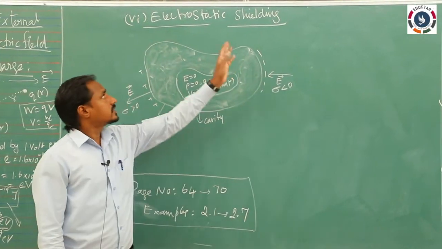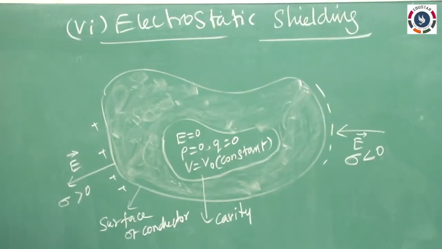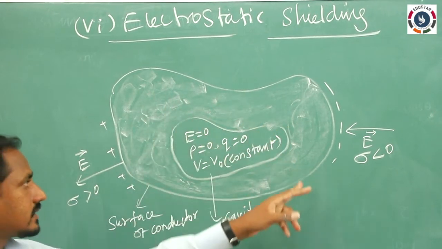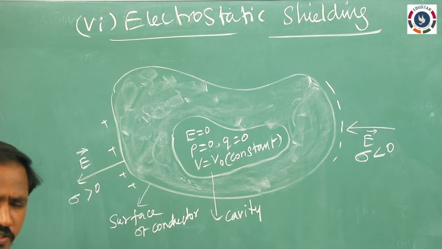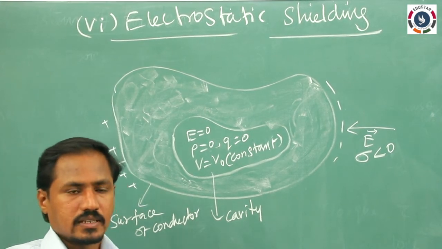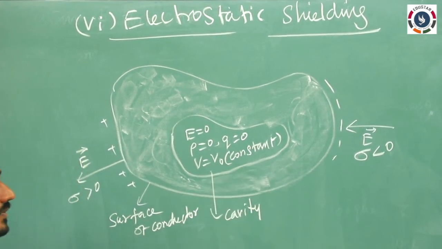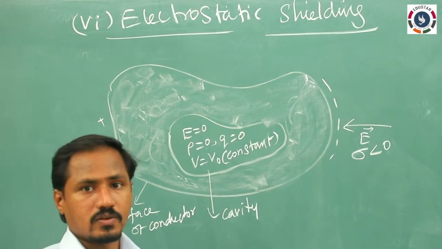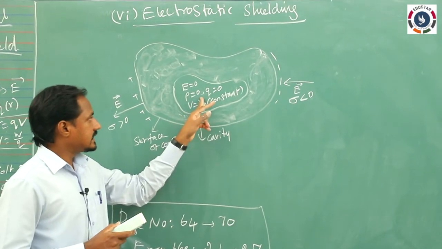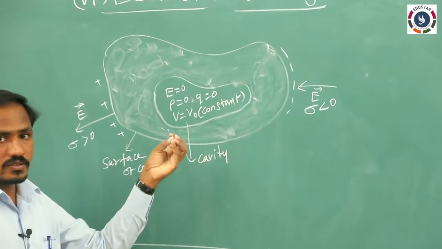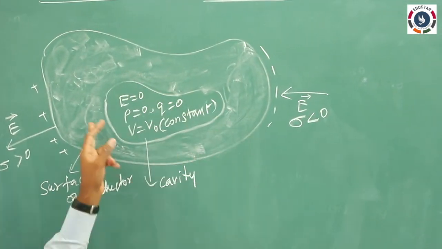The last thing is electrostatic shielding. Here you assume a cavity in a conductor. So this is a metallic conductor, and inside there is a cavity. Cavity means some free space inside the conductor. We know the first point: the electric field inside the conductor will be 0. So also inside the cavity, which we assume inside the metallic conductor.